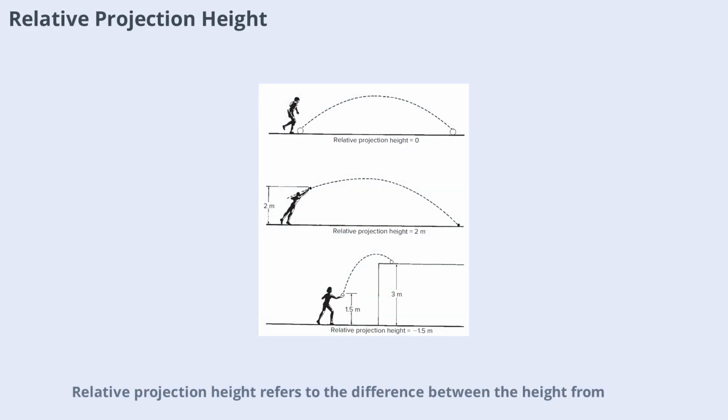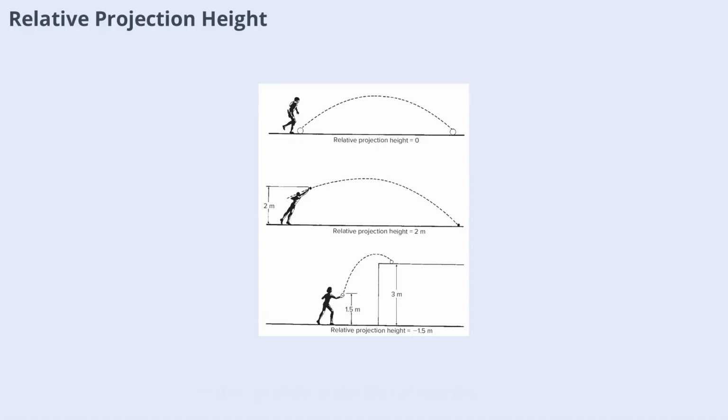Relative projection height refers to the difference between the height from which a projectile is launched and the height at which it lands. This factor can significantly influence the trajectory, flight time, and range of the projectile. For example, launching from a higher position generally results in a longer flight and greater horizontal displacement.